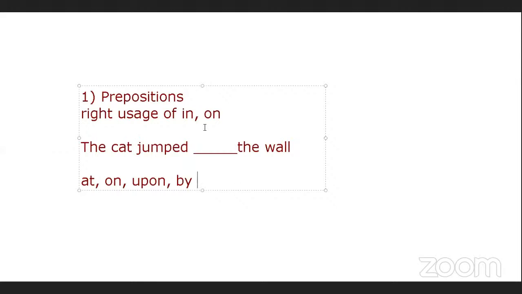Why? Because there is a movement here. Jumping is a movement. Whenever you have a movement, you will not put on. On is used for times where there is no movement. For example, the book is kept on the table. There is no movement of the book. When there is a movement, the rule of preposition says we have to use upon or into. Here there is no chance of into because it's a wall. So the context doesn't fit in.